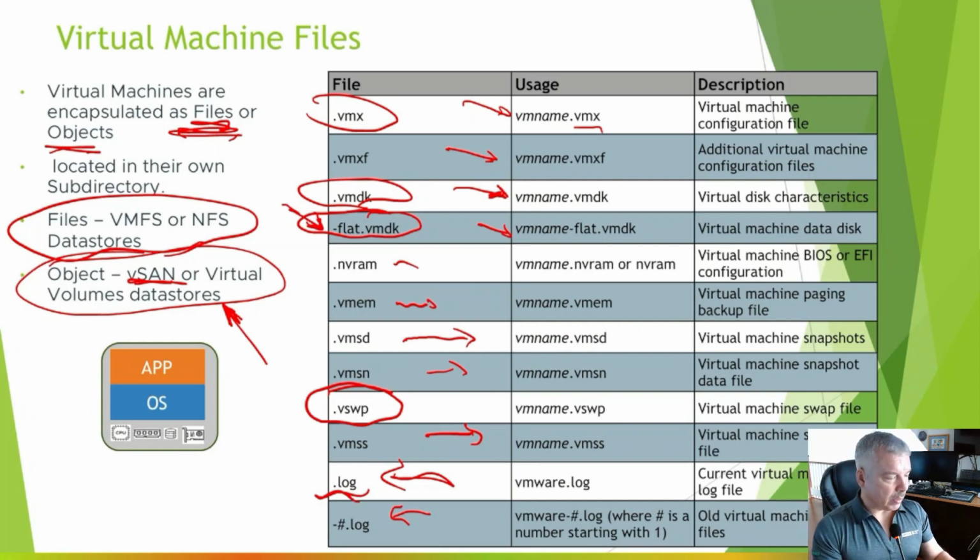The one I really want to point out, which I always point out, is the flat.vmdk. That's where your data is. All the other ones, technically, I can recreate. The flat.vmdk, that's where your data is.